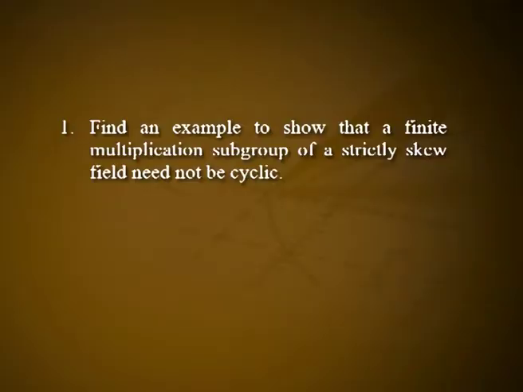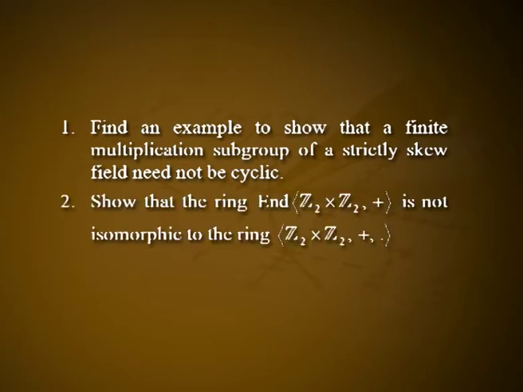Before we attend the next unit, please try to answer the following questions. Find an example to show that a finite multiplicative subgroup of a strictly skew field need not be cyclic. Show that the ring N of Z2 cross Z2 under addition is not isomorphic to the ring Z2 cross Z2 under addition and multiplication. Prove Wedderburn's theorem. See you next time.